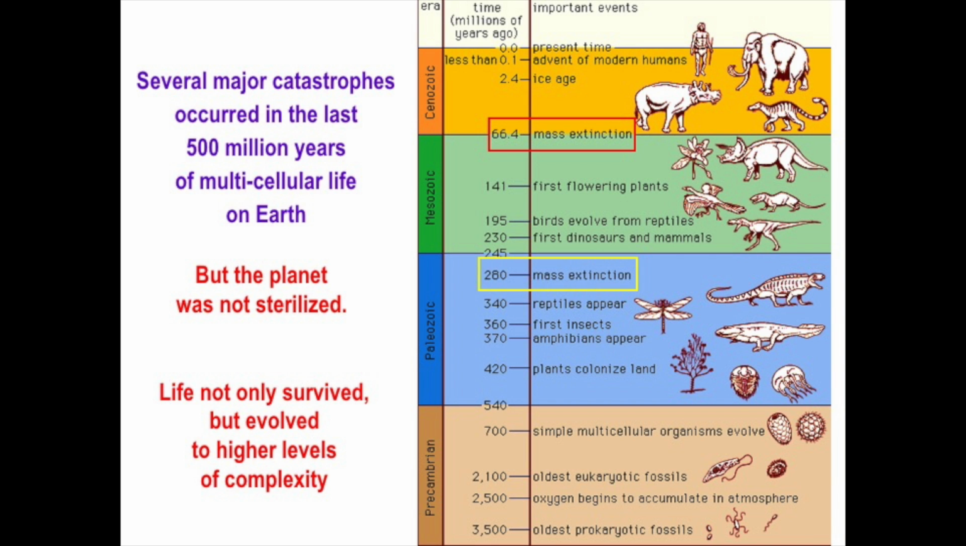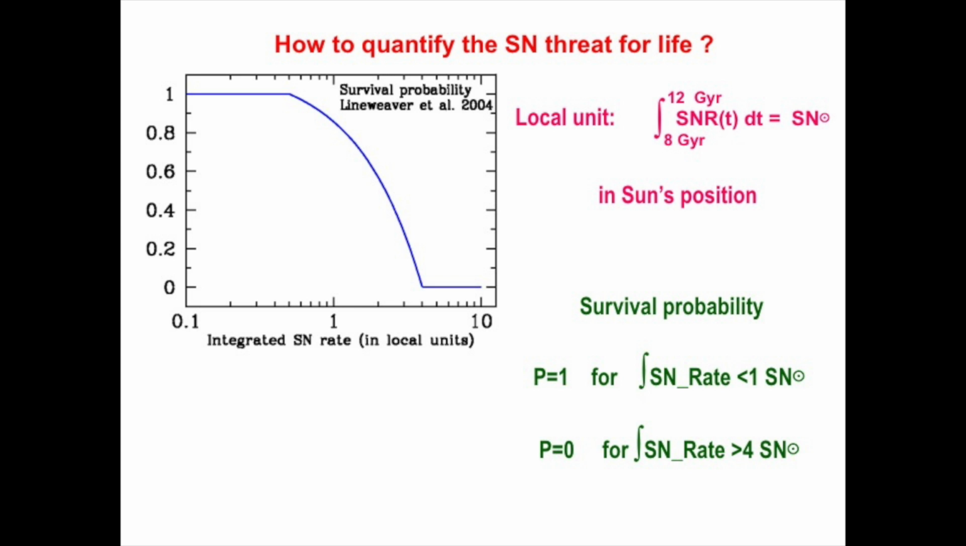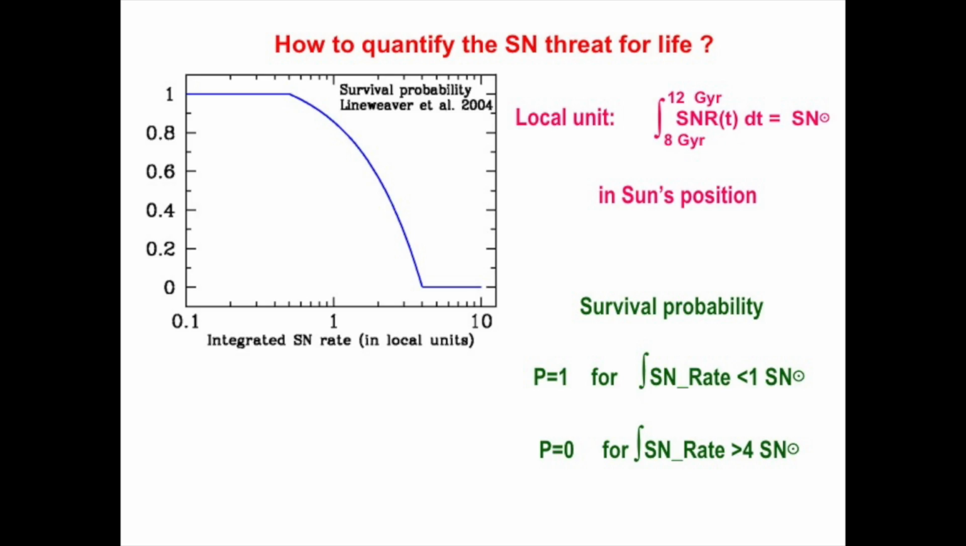Anyway, what do you do if you want to describe the threat of supernovae for life and to quantify it? In my sense, it is impossible to do it. But that's what these guys did. Lineweaver in 2004 took as a unit, in order to describe the threat to life on Earth, how many supernovae appeared in the past 4 billion years in the solar neighborhood. And this is the unit. This is the symbol for the sun.